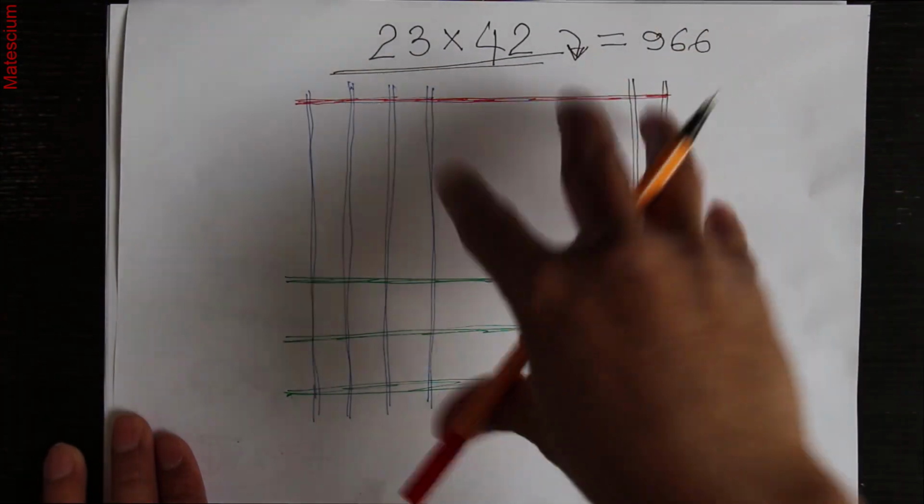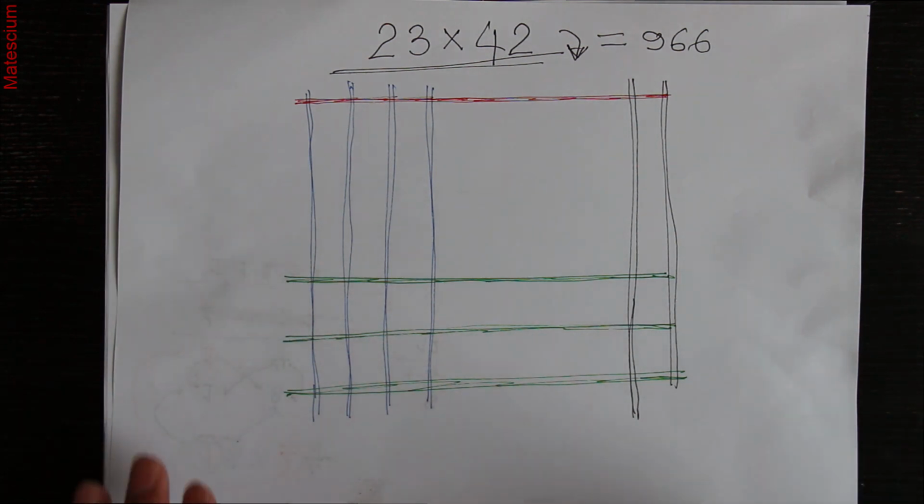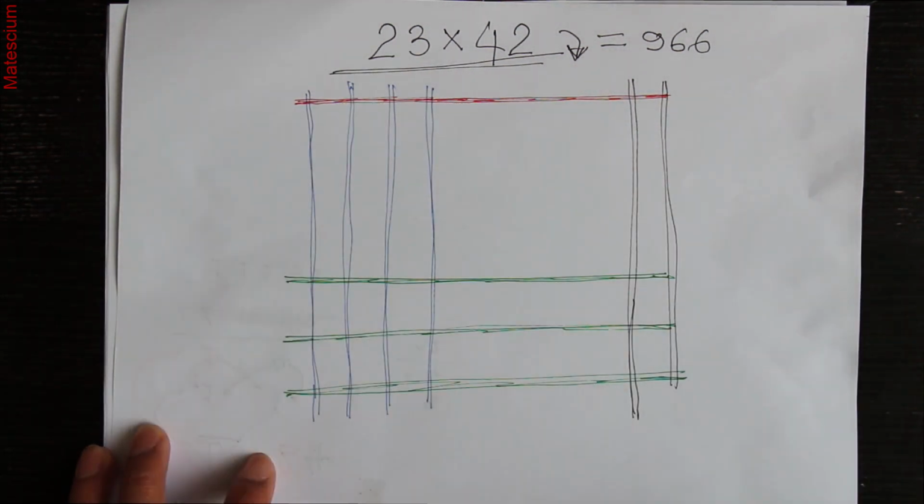Japanese people use a unique way to multiply any numbers. Japanese students use this diagram to multiply two numbers. I will show you how Japanese people use this diagram for multiplication purposes.